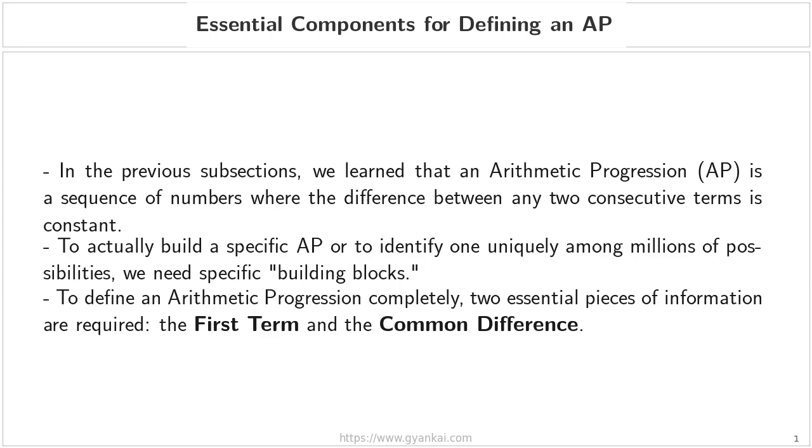To lock in a single, specific sequence, you must have two specific components, the first term and the common difference. Over the next few slides, we will break down exactly what each of these represents and why you cannot have one without the other.